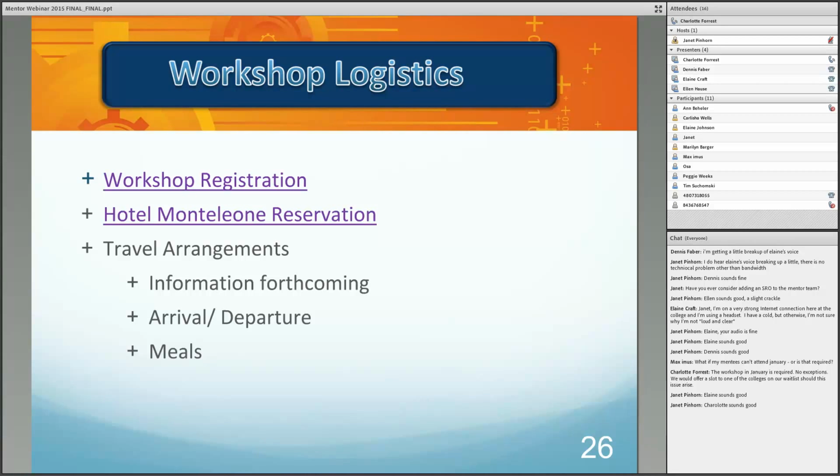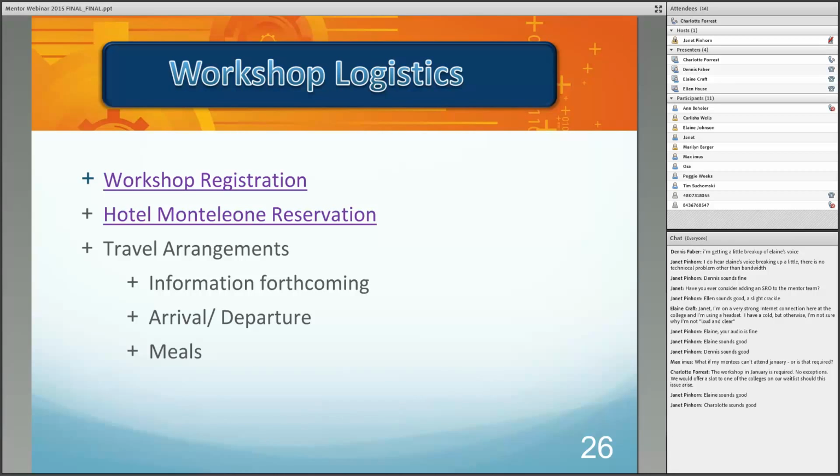Hotel reservations and travel arrangements, we ask that you begin making those travel arrangements early. By the end of this week, you will have all of the information that you need to start the process. That includes the procedures for reimbursement, any other forms associated, and the link to reserve your hotel room at the Hotel Monteleone in New Orleans, Louisiana. And if you have any questions, always feel free to contact me directly.